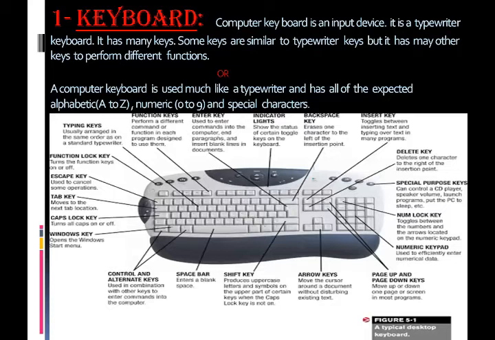Indicator lights show the status of the function keys on the keyboard. Enter key is used to enter commands into the computer and to start paragraphs and insert blank lines in documents. Function keys perform different commands or functions in each program designed to use them.